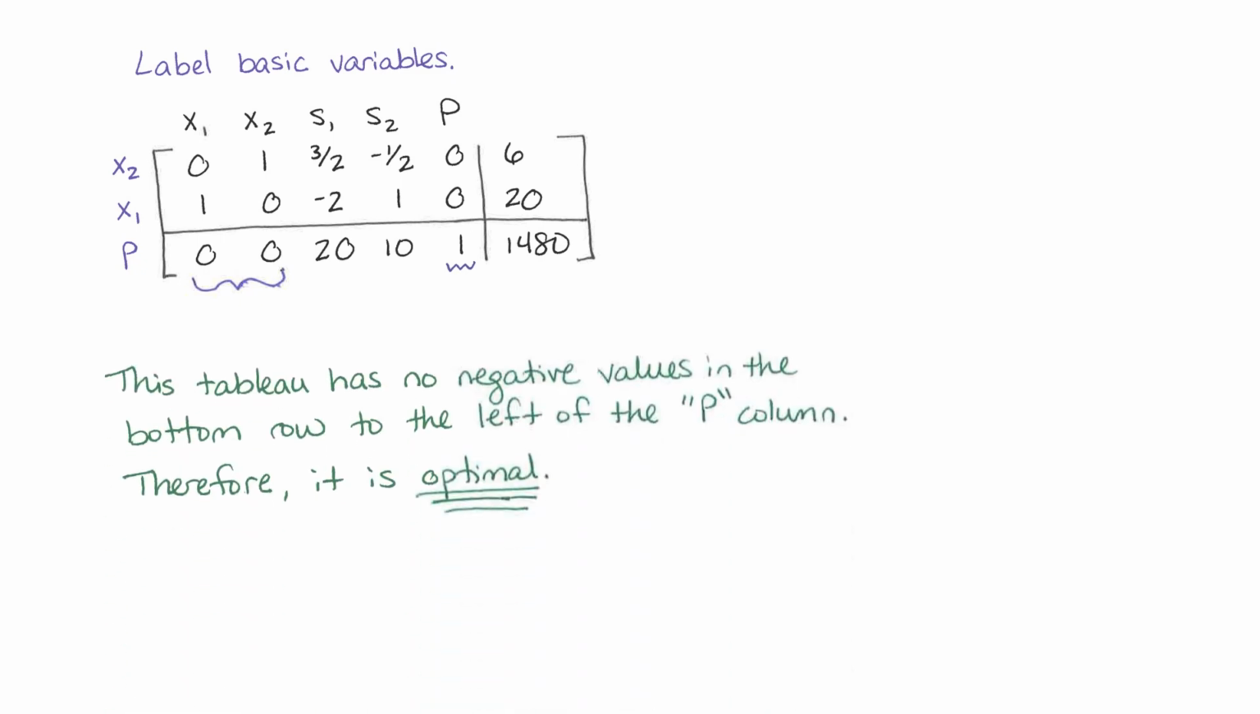So when we look at the values in the bottom row to the left of P, we see that there are no negative values. So this tableau is optimal, so we are ready to write our solution. So x1 is equal to 20, x2 is equal to 6, and P is equal to 1,480.